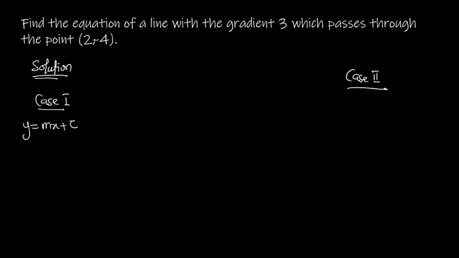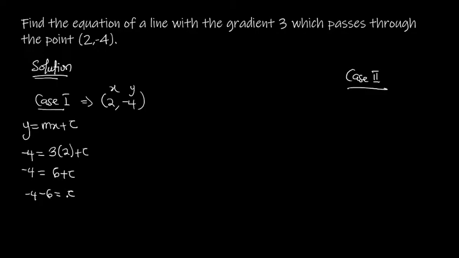I know that from this point I have (2, -4). So this is my x, this is my y. My y here is -4, which is equal to my gradient m, which is 3, multiplied by x, which is 2, plus c. So I have -4 is equal to 6 plus c. I bring the 6 to the other side, so -4 minus 6 is equal to c, and therefore my c is equal to -10.